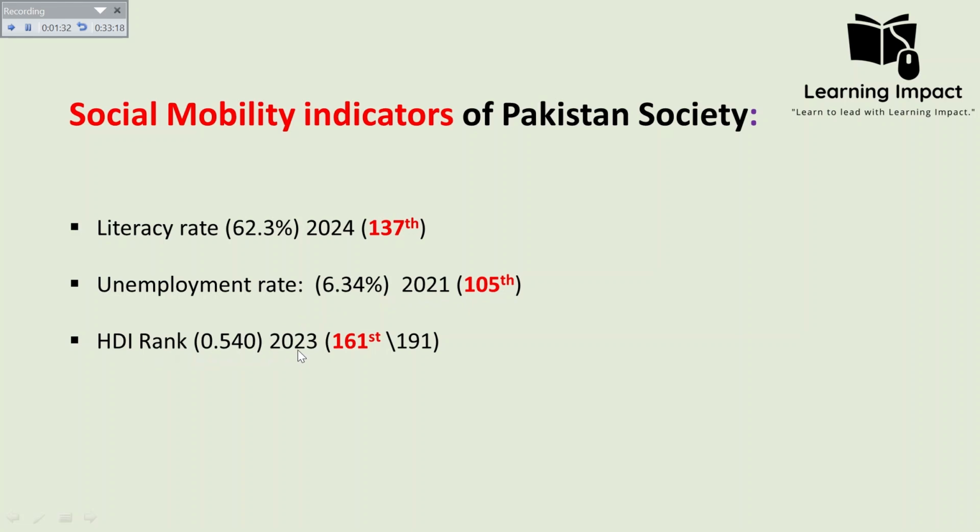And the third is the HDI, the Human Development Index, which is about 0.540. This data is the latest, taken from the report of 2023, and according to HDI, Pakistan ranked 161 out of 191 countries. It was also one of the worst indicators.